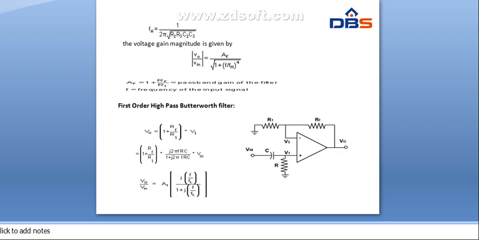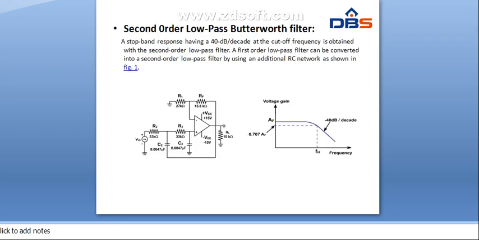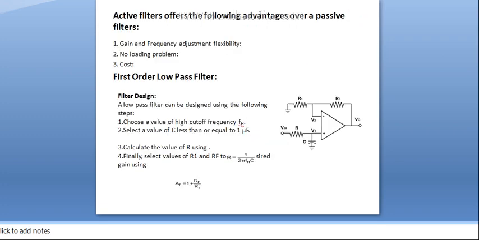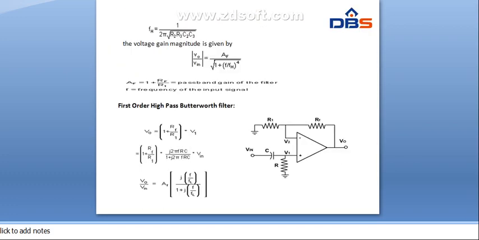So if we see the first order high pass filter, in the low pass filter we have R and C sections. Just interchange these two components and we get the high pass filter. So see the circuit diagram of the high pass filter. The R and C components are interchanged.